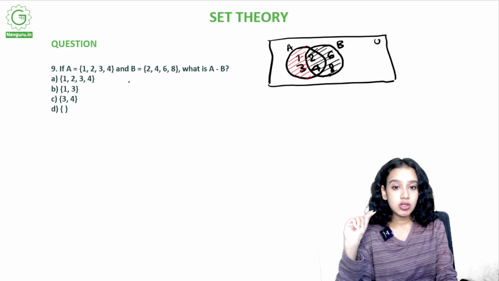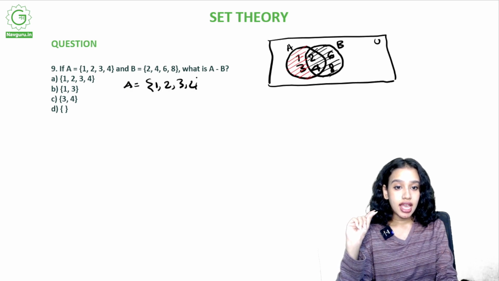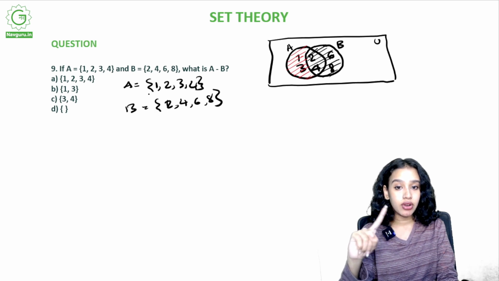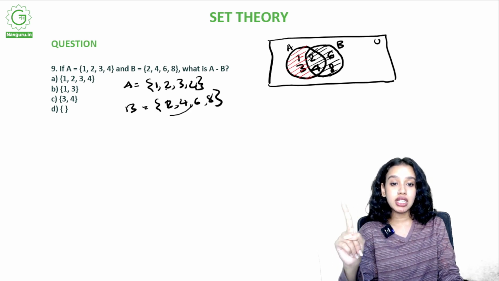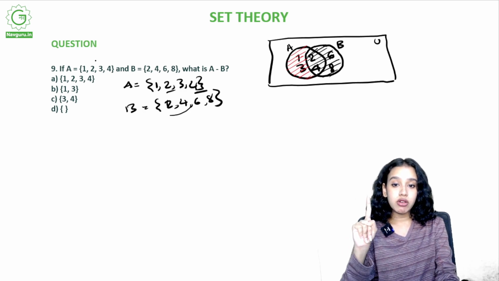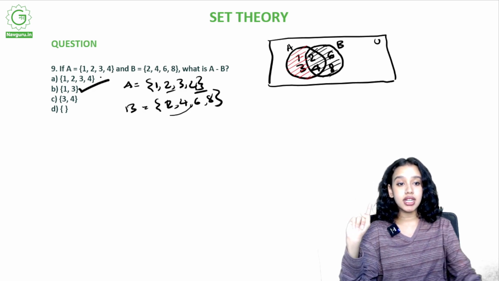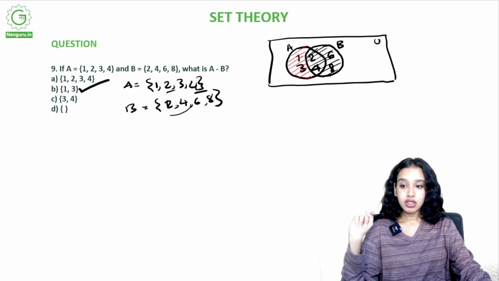In another way, we could say that A is equal to 1, 2, 3, 4 and B is equal to 2, 4, 6, 8. We are subtracting B from A. So what are the elements which are in B which are also in A, which is 2 and 4. So what is the remaining? We have 1 and 3 as the remaining.